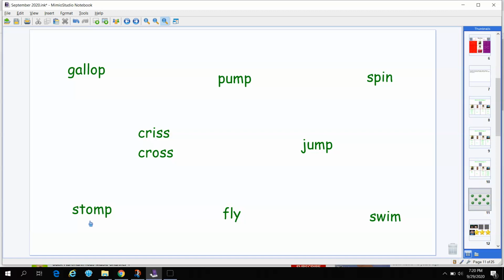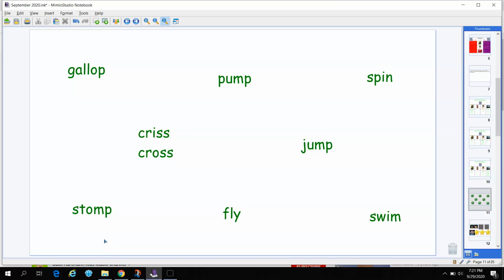Now, I want to give you one more challenge. I want to see if you could come up with a few extra action verbs that were not in the song. Remember, an action verb is any kind of movement. See if you can come up with one or two more before you begin our writing for today. So what you're going to be doing today is you're going to continue on your graphic organizer, writing a sentence for each square.